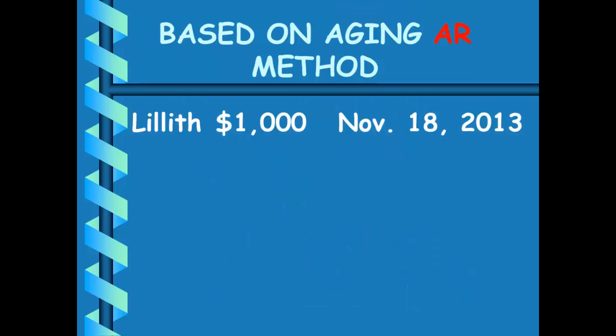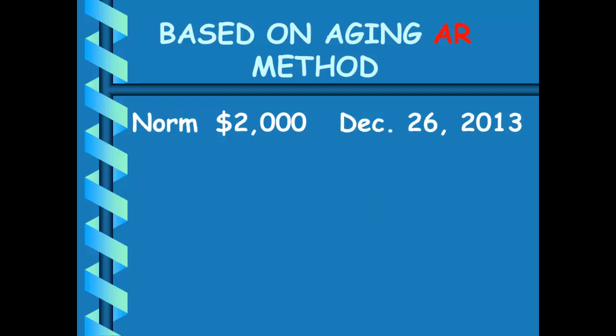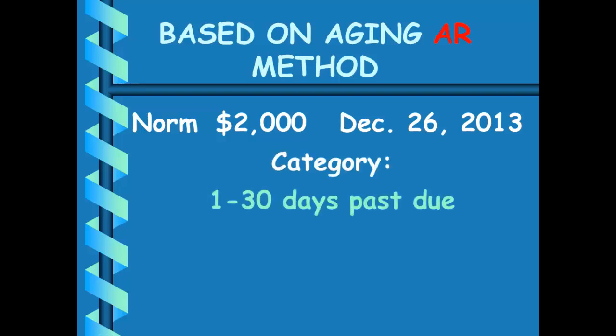Lilith owes me $1,000. It was due on November 18th. Today is December 31st. Which of those categories would that receivable go in? 31 to 60. Why is that? Well, it is like, what, a month and 12 days past due? So 31 to 60 days. Norm owes me $2,000. It's due on December 26th. Today is December 31st. What category would it go in? 1 to 30, because it's, what, 5 days past due?